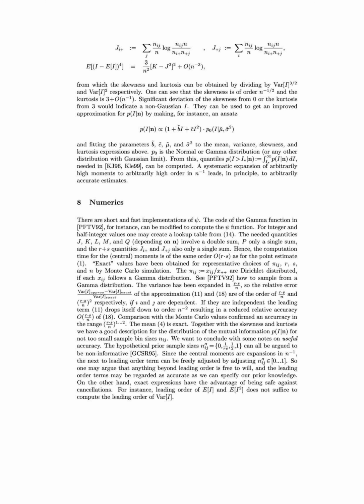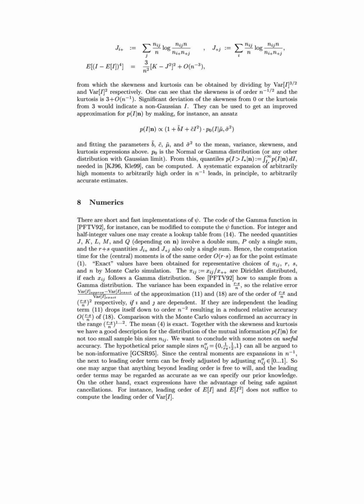Significant deviation of the skewness from 0 or the kurtosis from 3 would indicate a non-Gaussian I. They can be used to get an improved approximation for p(I|n) by making, for instance, an ansatz and fitting the parameters to the mean, variance, skewness, and kurtosis expressions above. p0 is the normal or gamma distribution, or any other distribution with a Gaussian limit. From this, quantiles of p(I|n) can be computed.